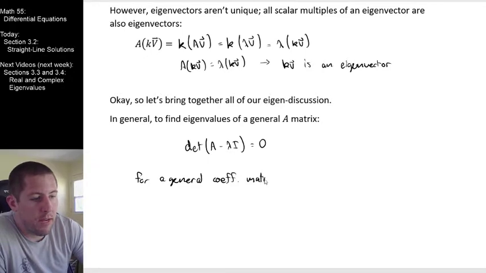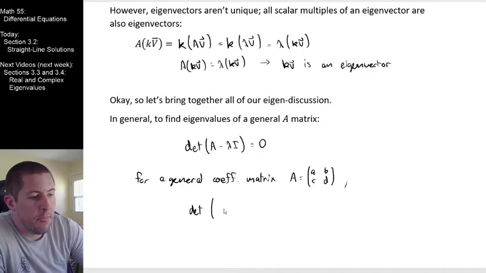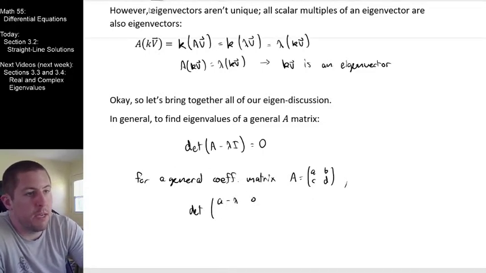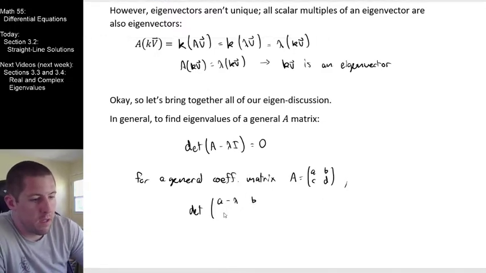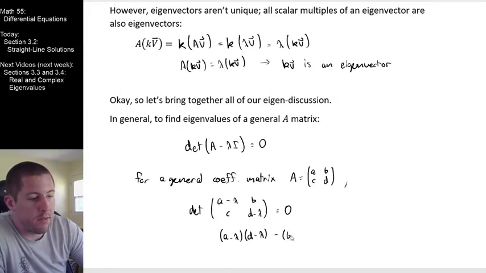So for a general coefficient matrix, A equals A, B, C, D, we're going to get the determinant of A minus lambda I, which leads us to the statement: A minus lambda, D minus lambda, minus BC. So our determinant here is the down diagonal minus the up diagonal.